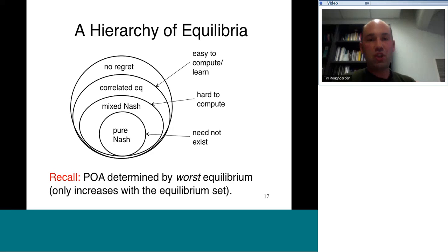Okay? So when I say we're not going to assume a game is at Nash equilibrium, what I'm going to mean instead is we're going to assume that the gameplay is in one of these bigger sets. And the reason that's a big win is because these are much more tractable sets, easy to compute, and easy to learn.